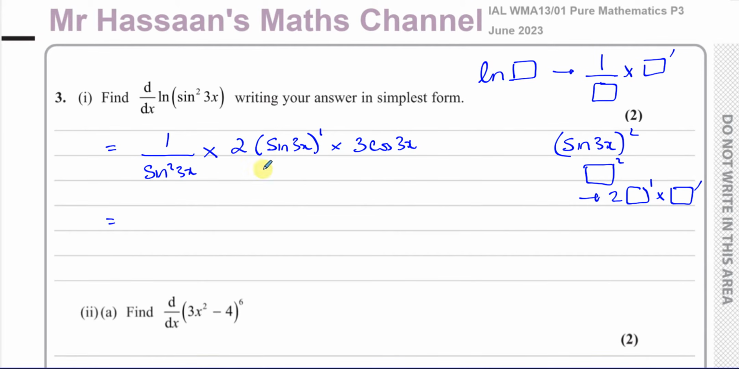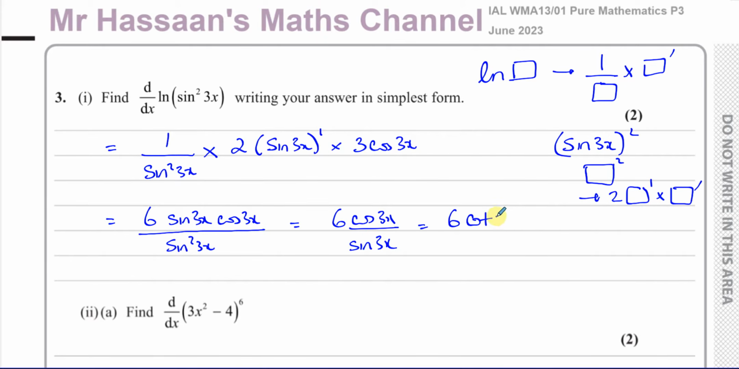So now we want to simplify this. So we have 2 times 3, which is 6. And we have sine 3x times cosine 3x over, and we have sine squared 3x in the denominator. Now, one of the sine 3x's will cancel out here. So you're left with 6 times cosine of 3x over just 1 sine 3x, not sine squared 3x. And we know that the cosine of an angle divided by the sine of the same angle will give you the cotangent of the same angle. So 6 times cot 3x. And there is the answer to 3 part 1.